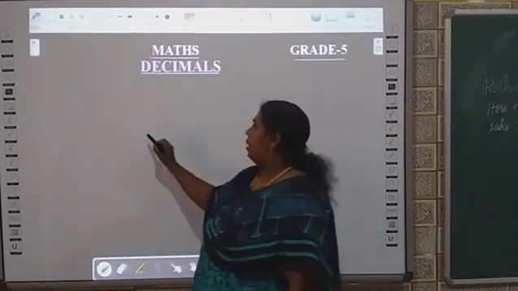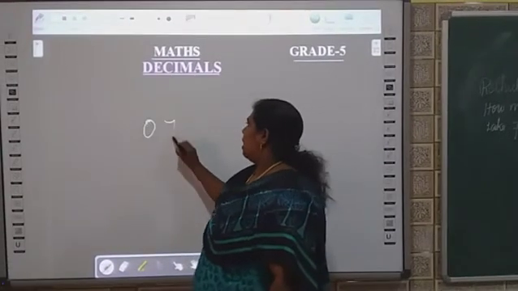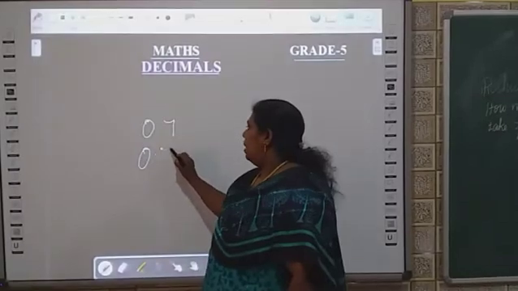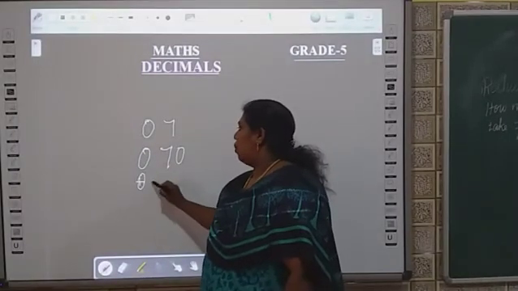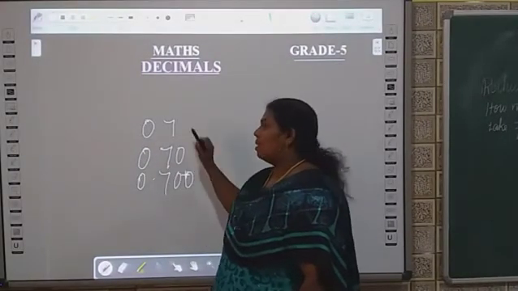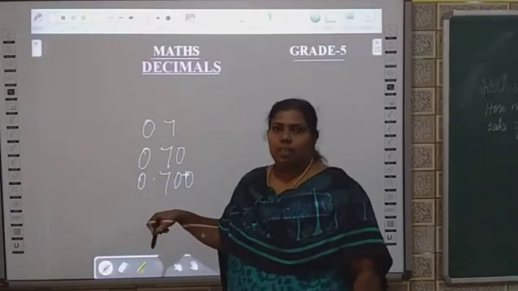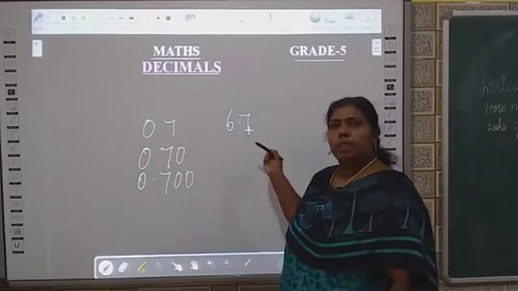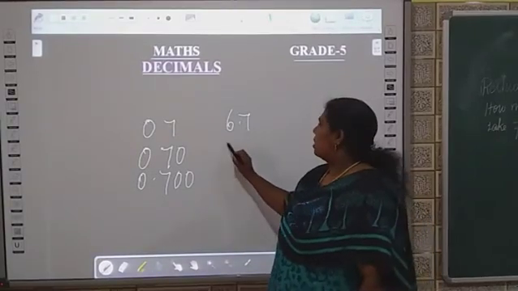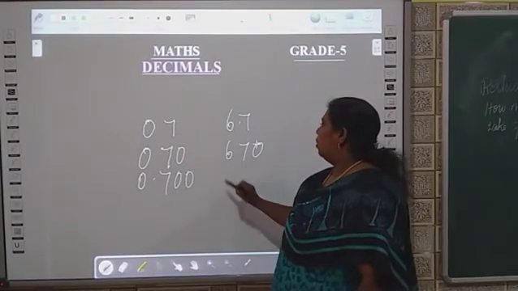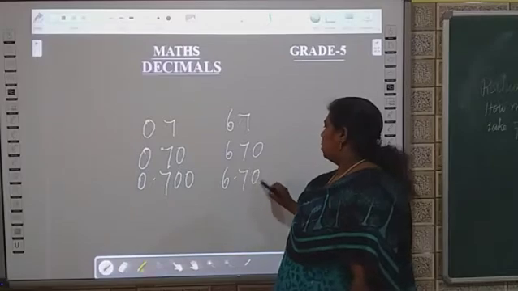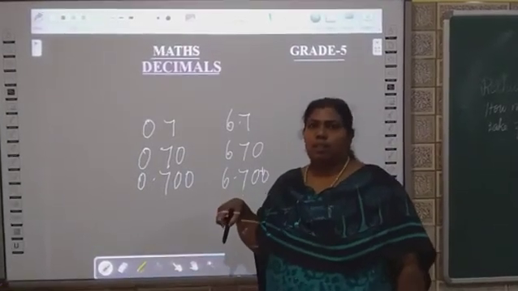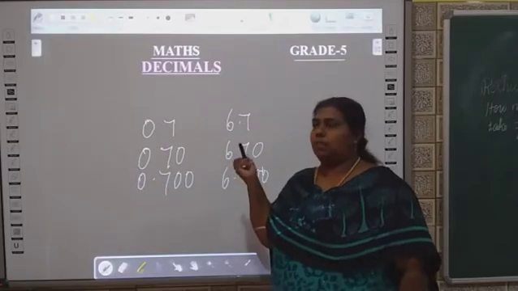For example, 0.7. How can we write the equivalent decimals? We can write it 0.70, 0.700. These decimals are equivalent decimals, isn't it? For example, 6.7. The equivalent decimal is what? 6.70, 6.700. So these decimals are equivalent decimals. You can add zeros after the decimal.